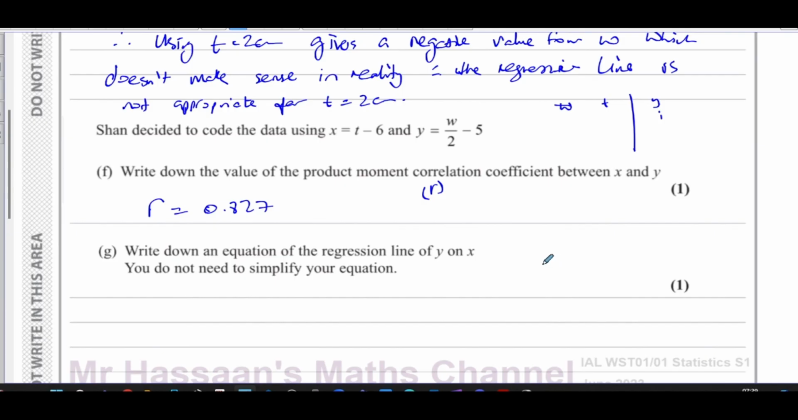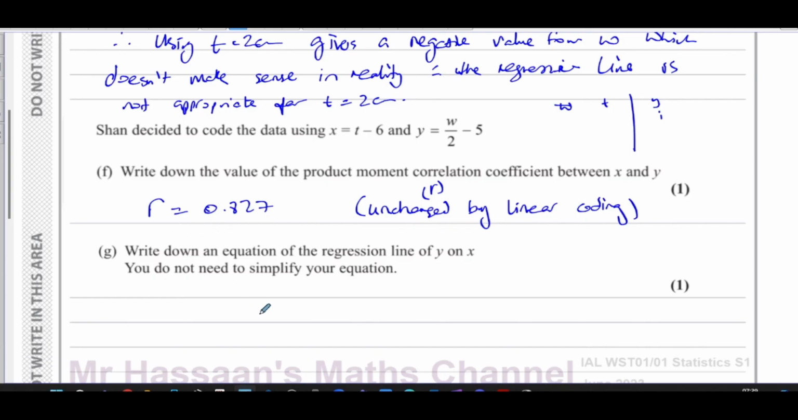And there's part F. It's unchanged by coding. You can say unchanged by linear coding. If you change it by squaring values and stuff, that's different. But if you change it just by addition, subtraction, multiplication, division, then there's no change in the value of R.